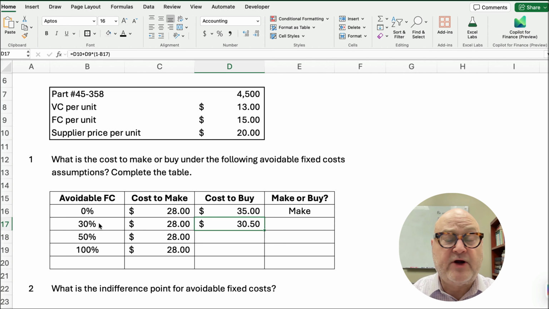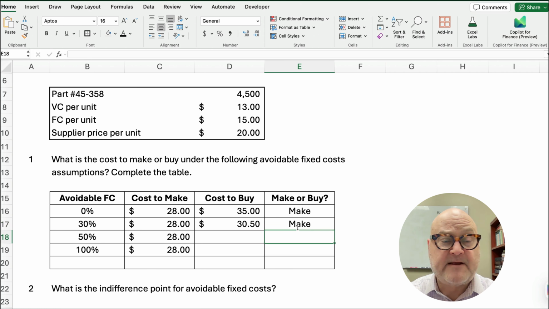So therefore it's $30.50. So it's still cheaper just to go ahead and make. All right, do you understand what's going on? Let me do it again.